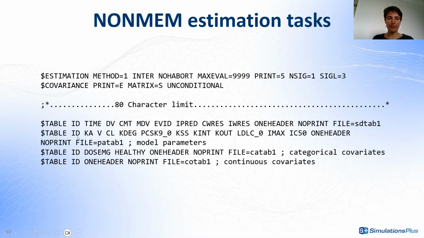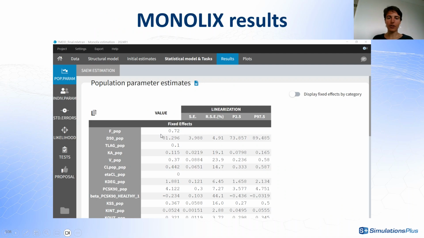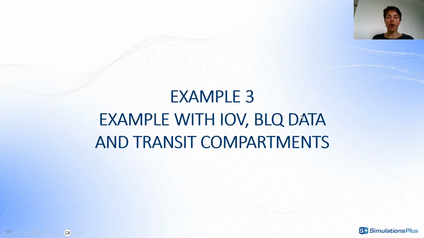And then we have the estimation task and tables. In Monolix, you would mostly look at it in the graphical user interface because it's much easier to understand what is going on here. And again, you have all the plots available too. All right, so this covers our second example.